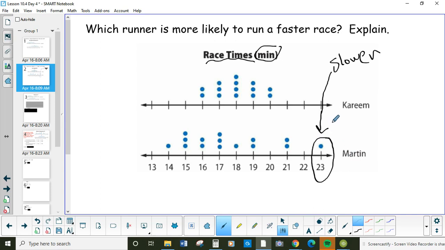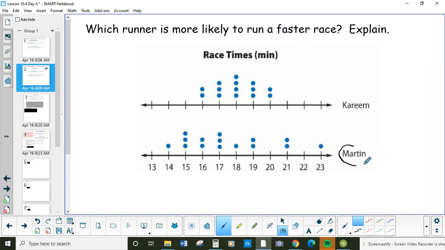We want to finish the race quickly. So the more we go this way for race times, the better you did. So let's not confuse those two, because that's easy to do. I certainly would do that sometimes. So let's go ahead and see who is more likely to be faster.